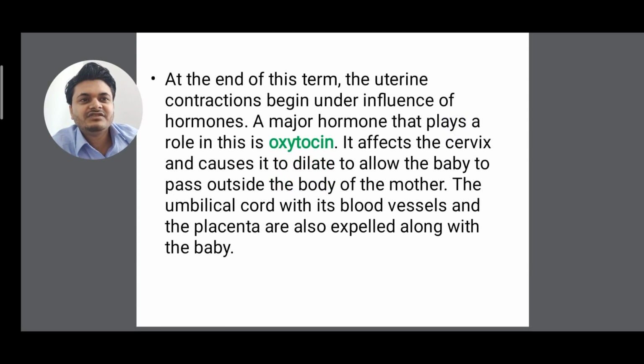At the end of this, uterine contractions begin under the influence of hormones. A major hormone that plays a role in this is oxytocin. It affects the cervix and causes it to dilate to allow the baby to pass outside the body of the mother. The umbilical cord with its blood vessels and the placenta are also expelled along with the baby.